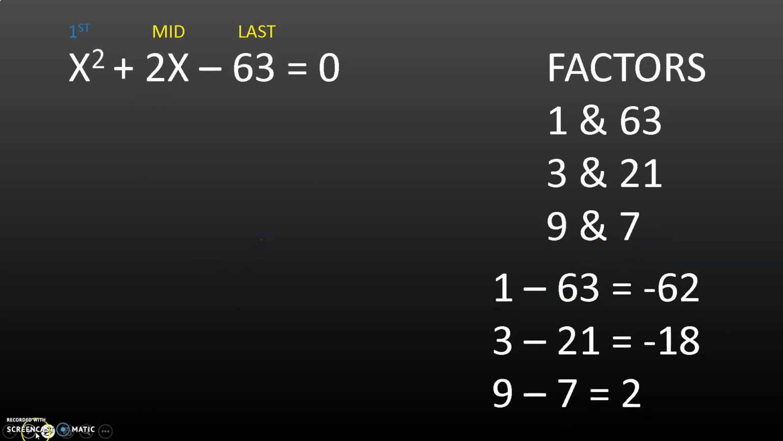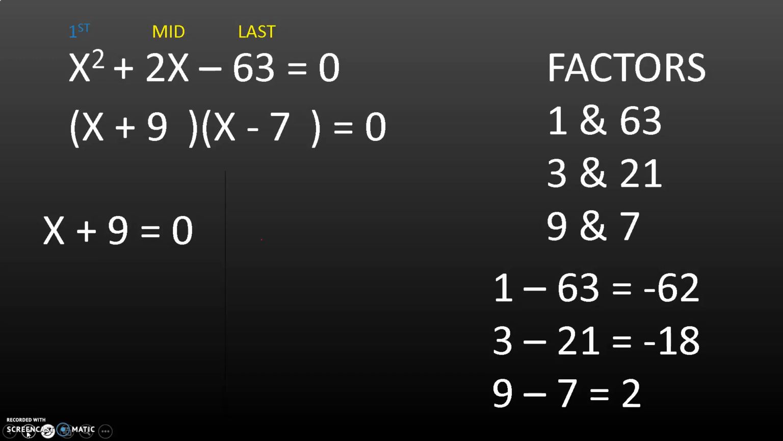So the factors should be x plus 9 and x minus 7. Finding the roots: x plus 9 is equal to 0, so x is equal to negative 9. And for the other root, x minus 7 is equal to 0, and so the other root is equal to 7.